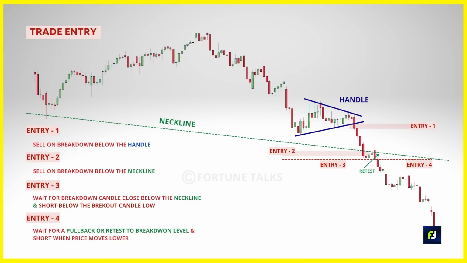The entry criteria are to either take a short trade when the price breaks below the handle of the consolidation, or when the price breaks below the neckline. A more conservative entry would be below the low of the breakdown candle, after the breakdown candle closes below the support level. And if you have missed out on an entry, you can wait for a price pullback or retest back to the neckline and then go short when the price reverses lower.